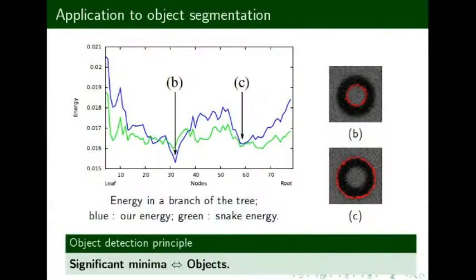Okay. It's very complicated to optimize such an energy, of course, because it's non-convex. But well, the nice thing is that you can do that quite easily if you look at your trees. So, okay, here it's the energy in a branch of the tree. Starting here, that's the leaf, the pixel itself. Here it's the root of the tree, and you can see how the energy behaves along a branch of the tree.